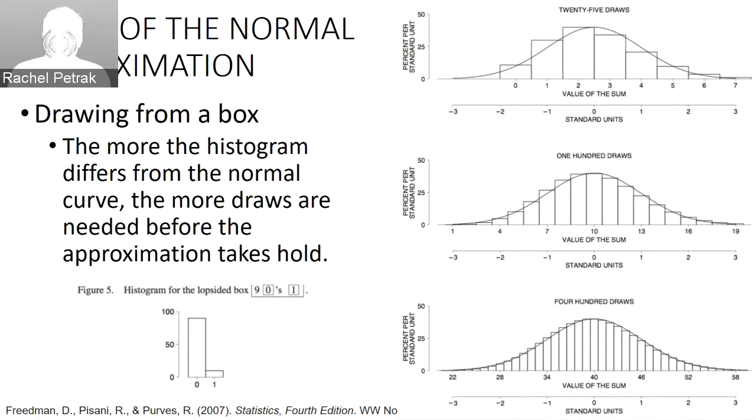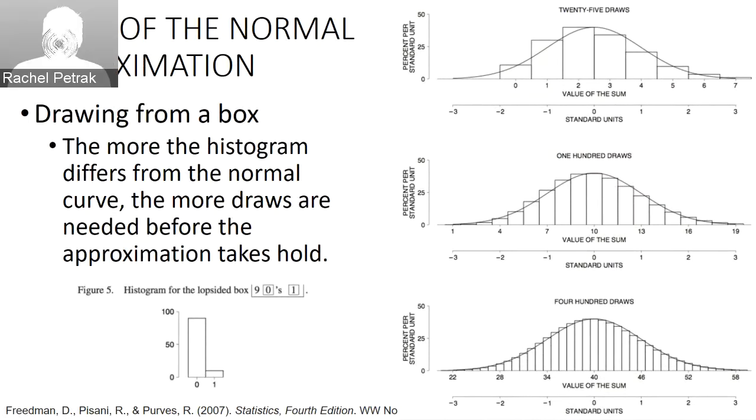In the preceding section, the discussion was about a coin, which lands heads or tails with a chance of about 50%. What if we were drawing from a box? Again, the normal approximation works pretty well as long as you remember that the more the histogram of the numbers in the box differs from the normal curve, the more draws are needed before the normal approximation takes hold.